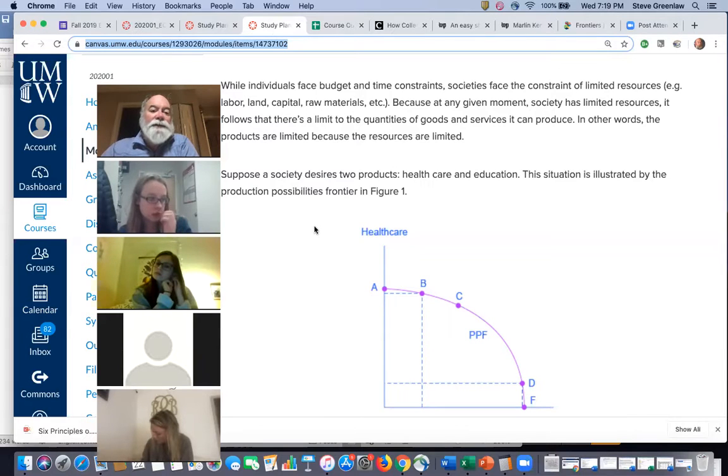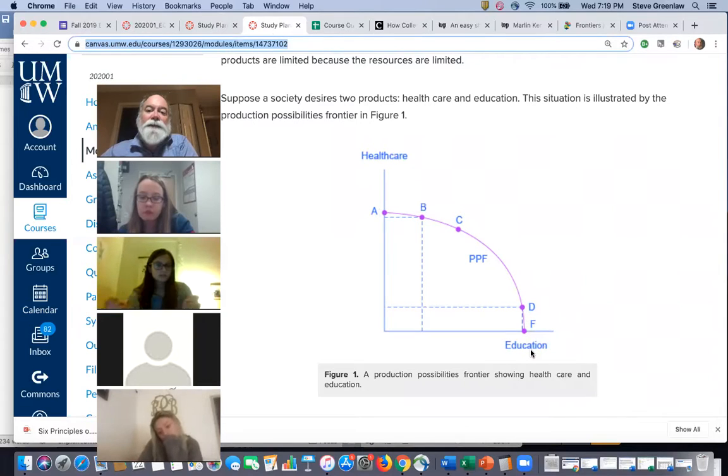Just like with a budget, you have a fixed amount of dollars to spend. With a production possibilities curve, you have a fixed amount of resources: labor, capital, raw materials, land. And you can use those to produce either healthcare or, in this case, education. If you took all of your resources and put them into healthcare, you would be on the healthcare axis at this point right here. We don't actually know what the number is, but conceptually, it's somewhere on the healthcare axis.